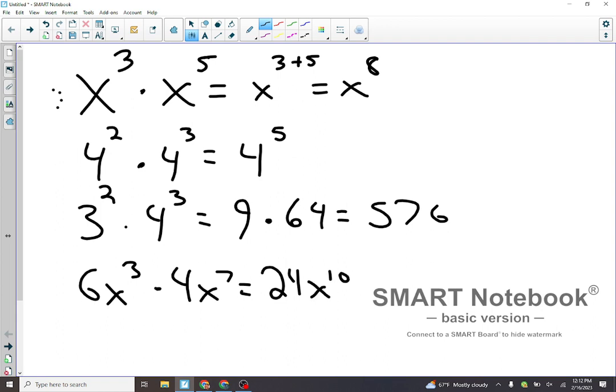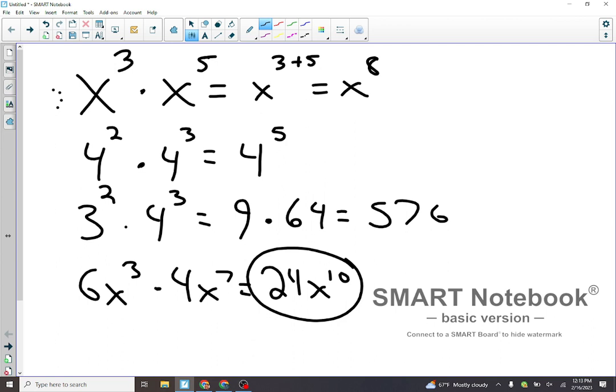Well, 6 doesn't have an exponent, so I don't need to do any math. And 4 does not have an exponent, so I don't have to do any math. They're already normal. They're already primed to be multiplied. You think of it like that.